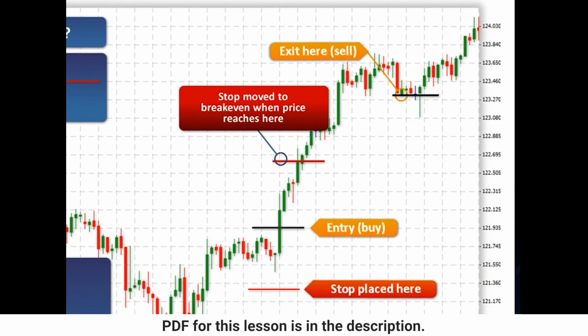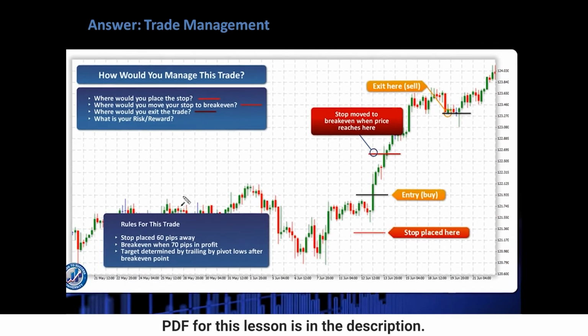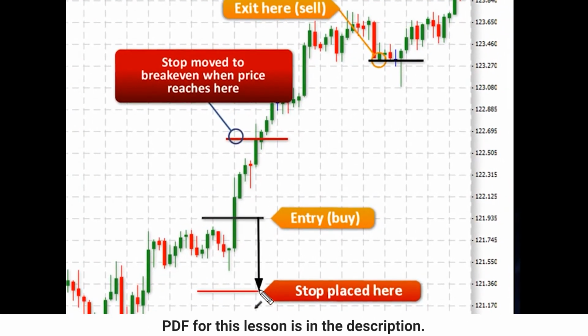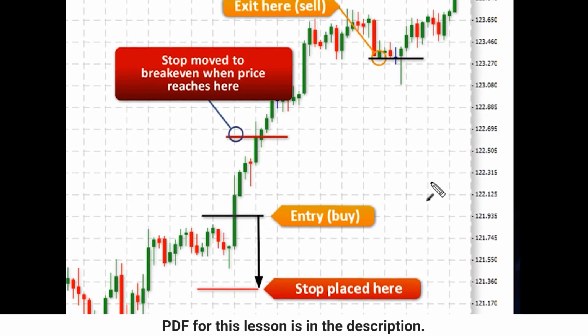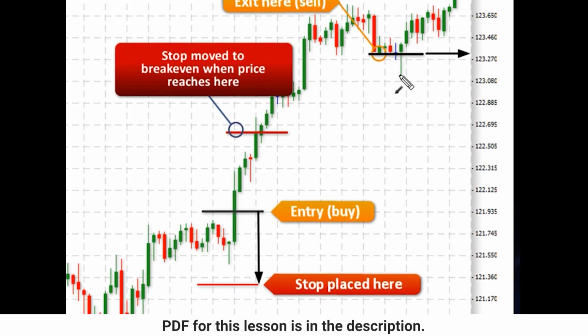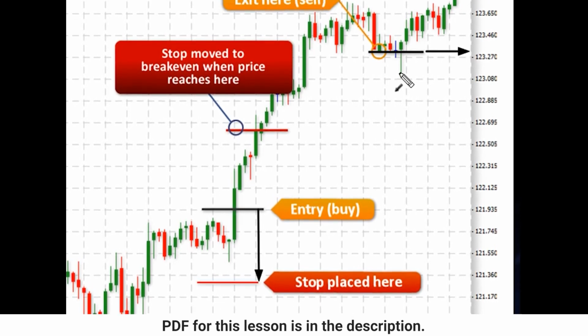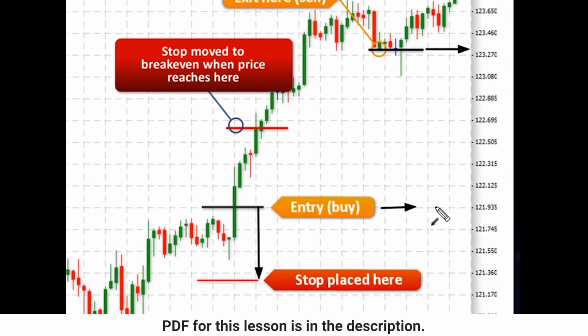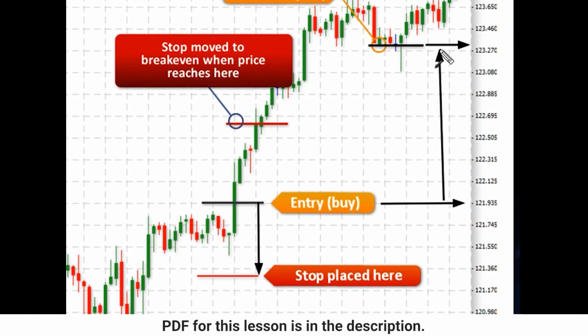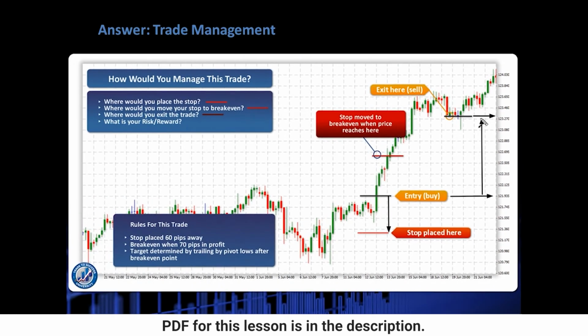So what's our risk reward here? Well, let's take a look. We already know that our stop is 60 pips away. Therefore, our risk is 60 pips. What about our target? Well, we come out at around about this price here, which is in the vicinity of around about the 123.33 area. Our entry is 121.93. So the amount of pips between our entry and our exit is 140 pips. So our reward of 140 pips divided by our risk of 60 pips is just over 2 to 1.